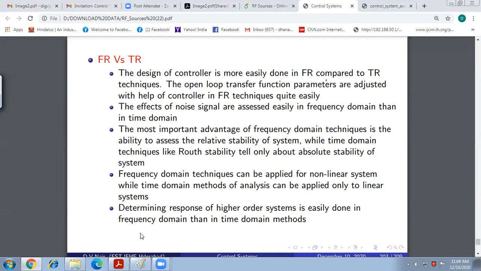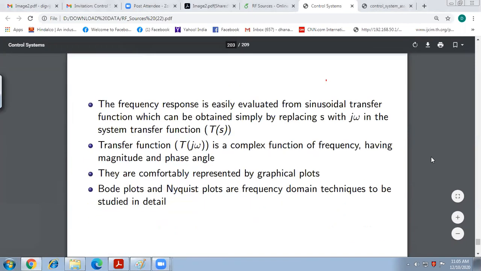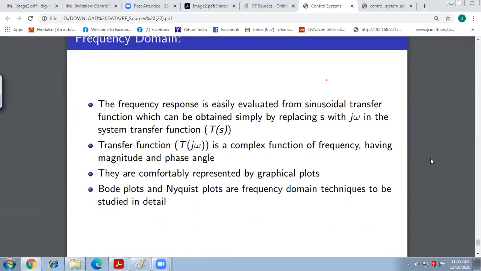Response means the magnitude plot and the phase plot against frequency omega in frequency domain techniques like the Bode plot and your Nyquist plot. So that is also one point to be kept in mind. So that's so many comparisons. You guys are free to read it, but please do read it. It still continues, having magnitude and phase.